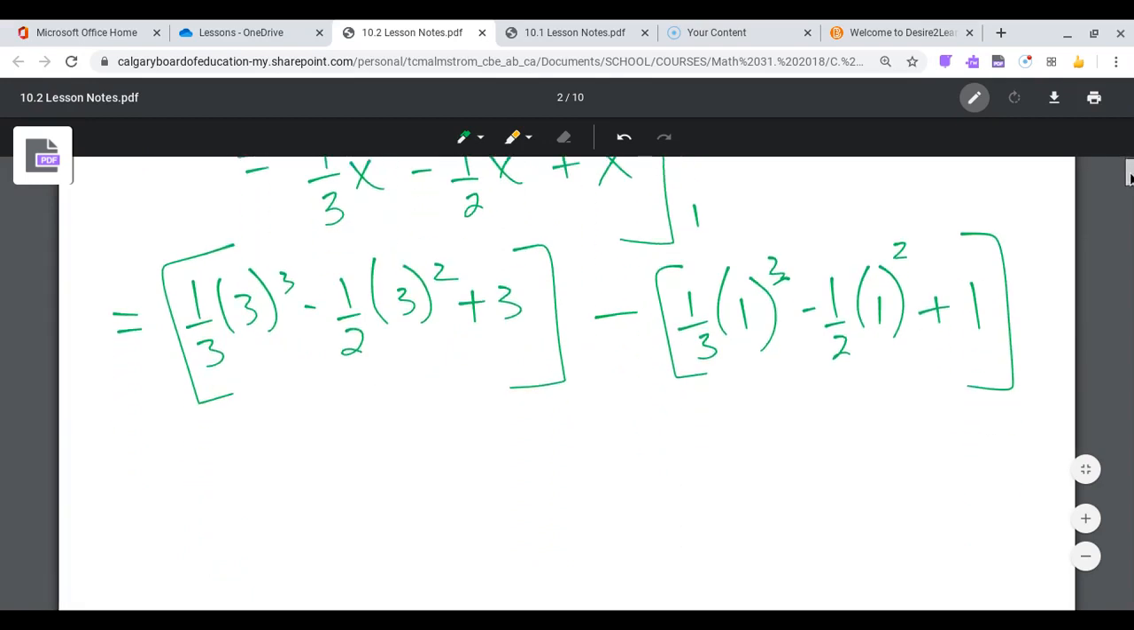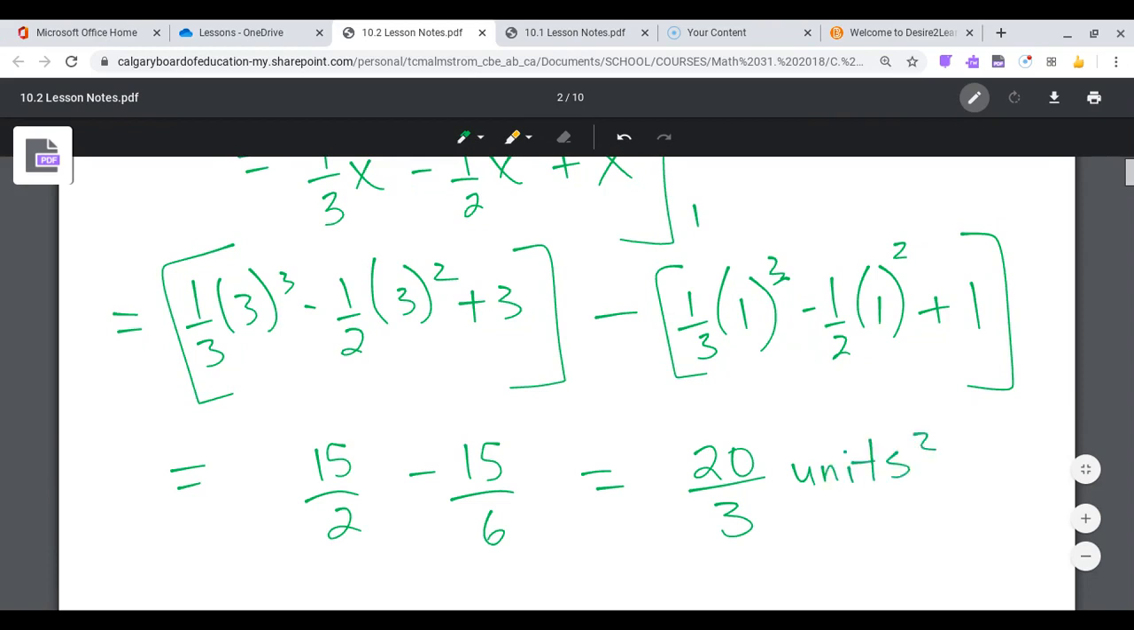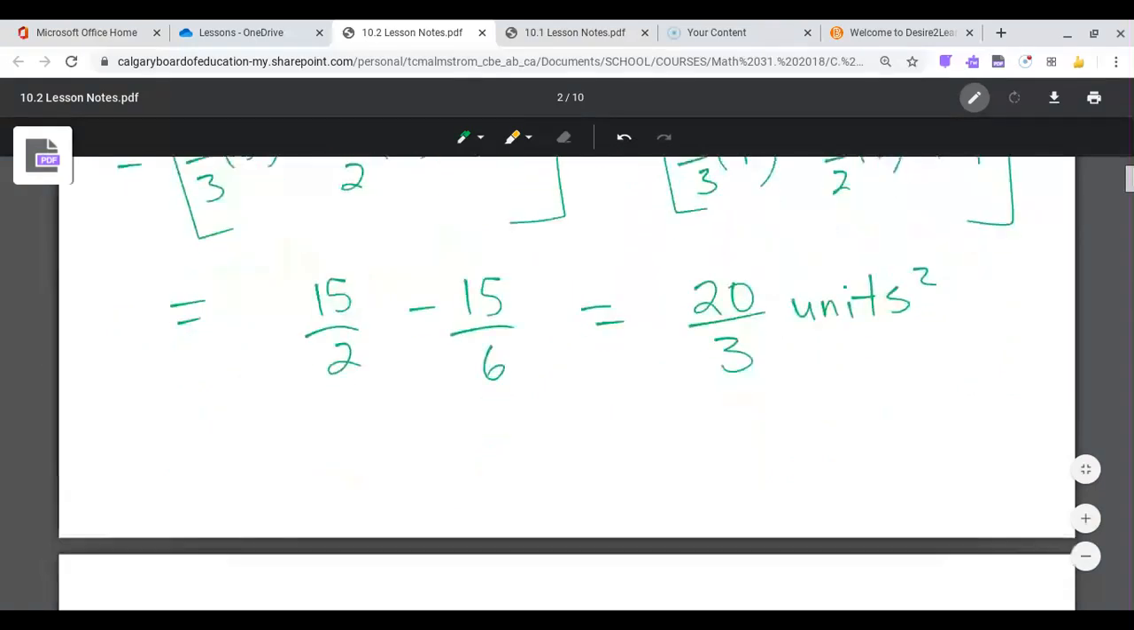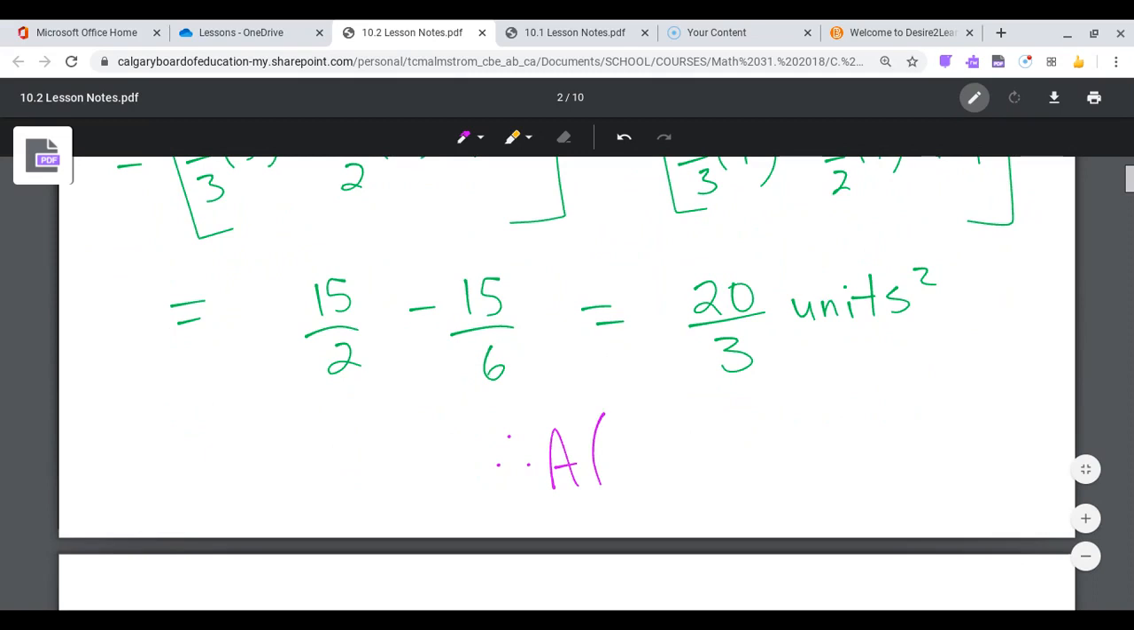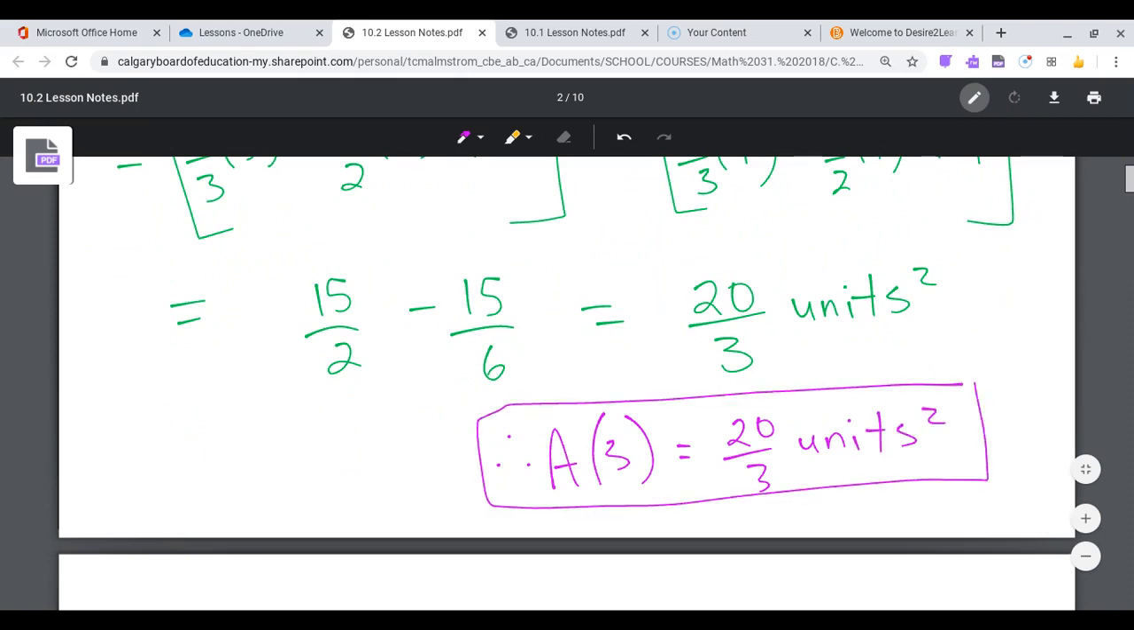And figure out these numbers. So we get that this first number comes out to 15 on 2. Subtract the second number, which is 15 on 6. And what do we get? All of that is 20 on 3 units squared. So you could have a little therefore statement at the end. Therefore, the area would be equal to 20 on 3 units squared. That's just using proper notation.